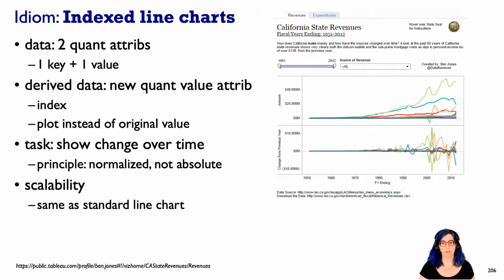And the principle here, and this is a principle that's going to come up a lot, is that what we want to do is normalize rather than show absolute data in many cases. So this is an example where the normalization process is happening through that derivation where we show it with respect to an index value. We're going to come across this principle many other times, of thinking about when you should show relative things rather than absolute things, not just from a perceptual point of view, but from a data set semantics point of view. So the scalability of this is the same as a standard line chart. No different scale analysis here.